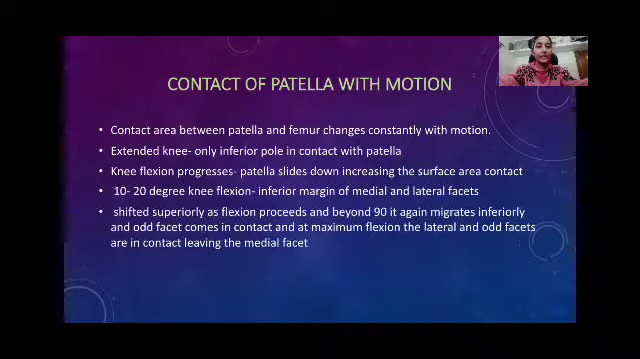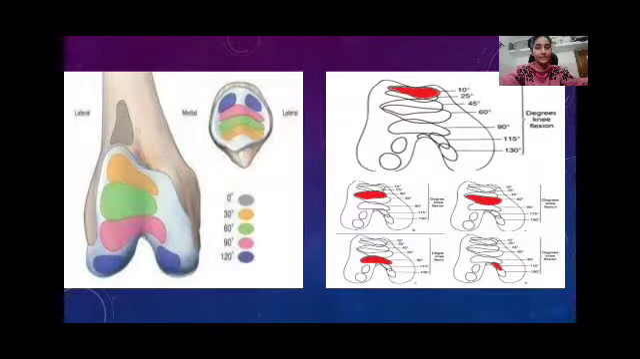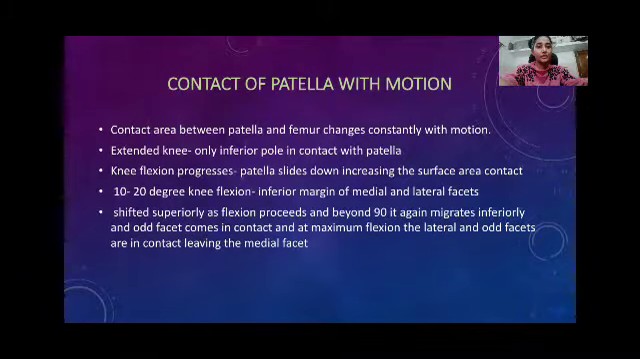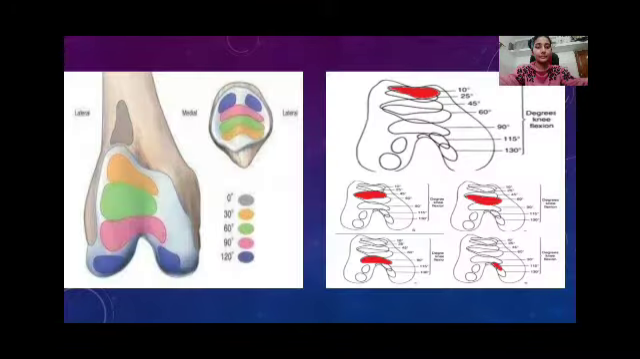At 10 to 20 degree knee flexion, the inferior margin of the medial and lateral facets shifts superiorly as flexion proceeds, and beyond 90 degrees it again migrates inferiorly and the odd facet comes in contact. At maximum flexion the lateral and the odd facets are in contact, leaving the medial facet.